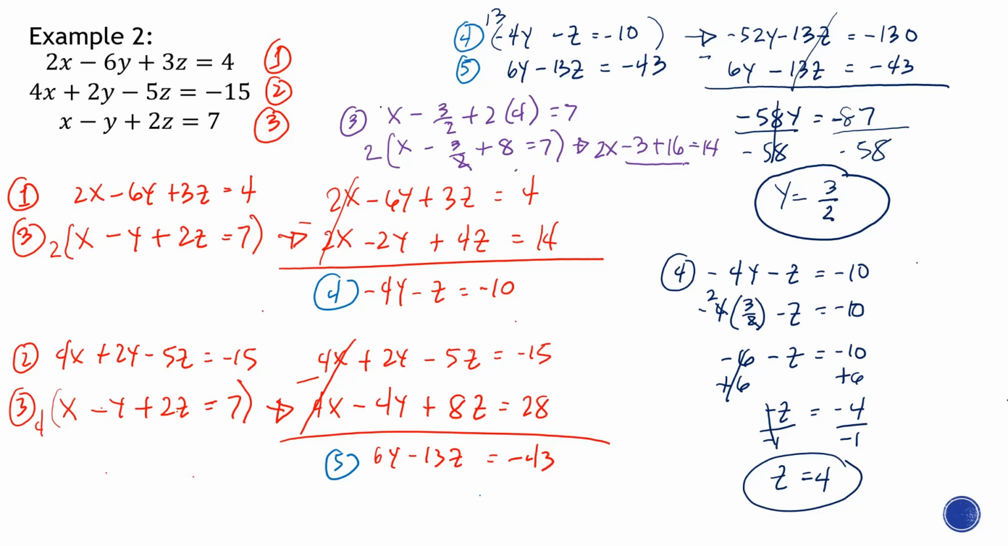So what's negative 3 plus 16? That's 13. So 2x plus 13 equals 14. Then 2x equals 14 minus 13, which is 1. So x equals 1 over 2. There you go. We have the x, 1/2. We have the y, which is 3 over 2. And we have the z, which is equal to 4.